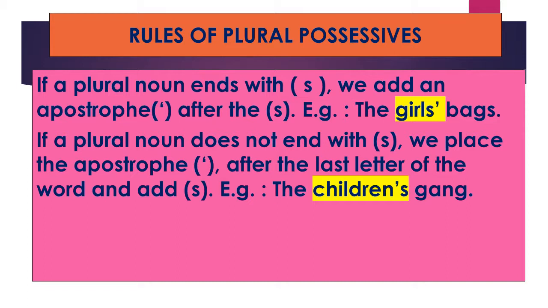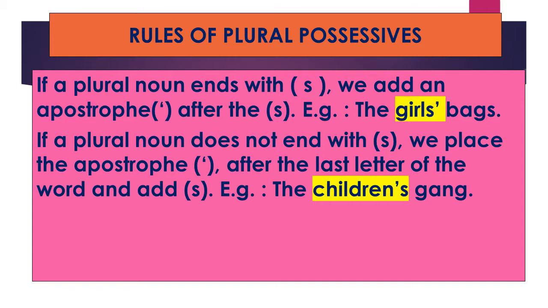Did you understand? If a plural noun does not end with S, we place the apostrophe after the last letter of the word and add S. Now in the word children, the last letter is N. There is no S. When there is no S in a plural noun, we put an apostrophe first, then we add S to it. Did you all understand, children?